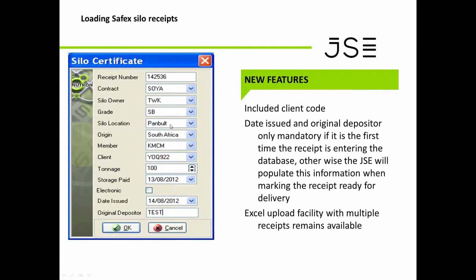It's Panbelt, as you can see there, and it's a soya commodity of South African origin. The member, who is now your broker brokering this deal, is KMCM, and the client, who is the owner and has title to this certificate, is the code that you see here. We see it's 100 tons of soya.